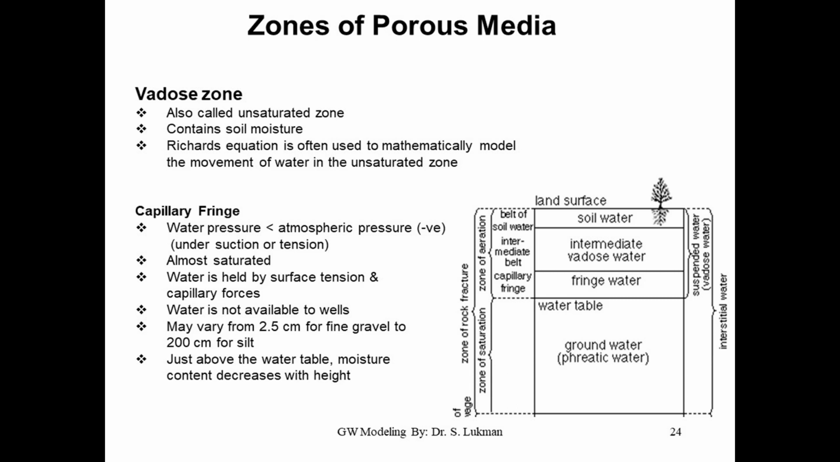It is not available to wells and it may vary from 2.5 cm for fine gravel to 200 centimeter for silt. Why does it vary? We are going to see that when you have clay, the porosity increases and the moisture also increases. The specific retention is higher for fine grained soil than for coarse soil, and the specific retention is telling you about the amount of water it can hold against gravity.